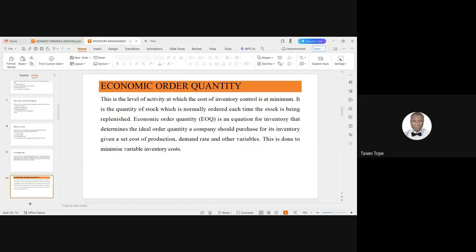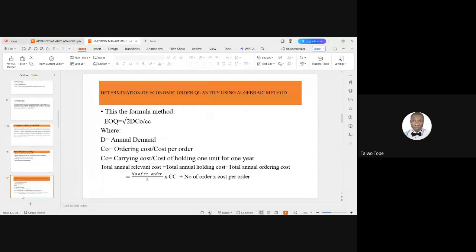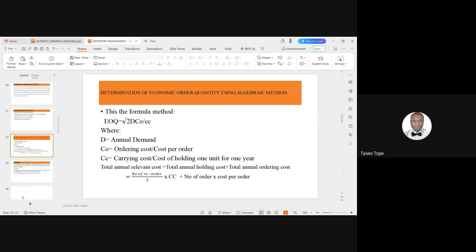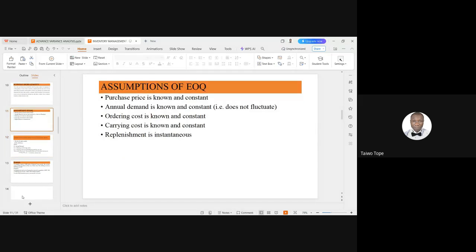So this is done to minimize what? Variable inventory costs. There is a formula, but before then, there are assumptions related to economic order quantity. One of the assumptions is that purchase price is known and constant, to be given to you in the question.